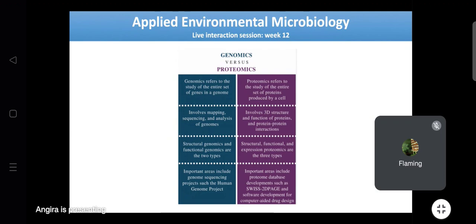The important areas of genomics include genome sequencing projects like the Human Genome Project, where the entire genome of the human was sequenced, whereas the important areas in proteome database include development of Swiss 2D page, which is software required for checking, like I said, 2D folding of the proteins, and sometimes the software is used for computer aided drug design. So basically over here you can understand how different types of bioinformatics cater to different kinds of studies.